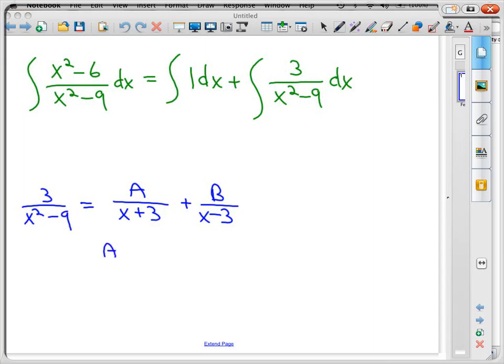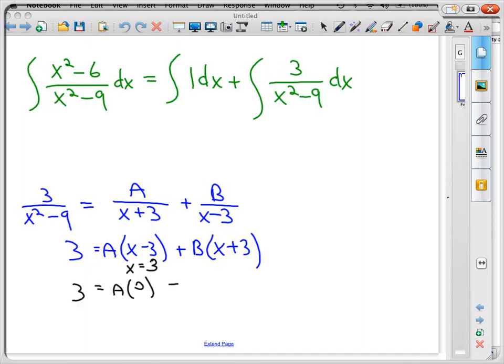So I have A times x minus 3 plus B times x plus 3, all that equaling 3. So I use the process that I used before. I'm going to set x equal to 3, obviously, so that factor is equal to 0. And so that's going to give me 3 is equal to A times 0 plus B times 6. And so I can see that B has to equal 1/2.